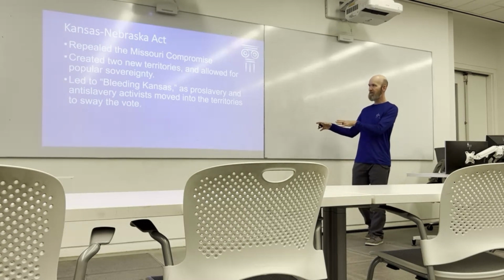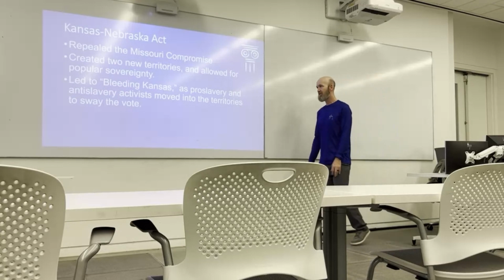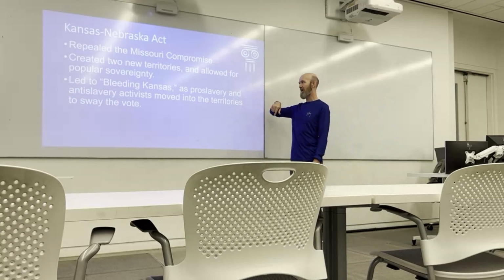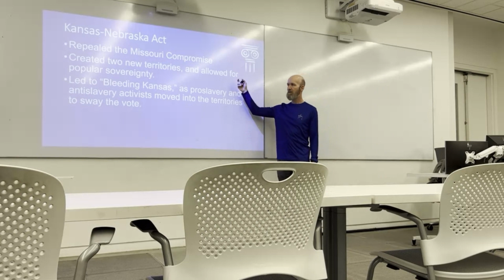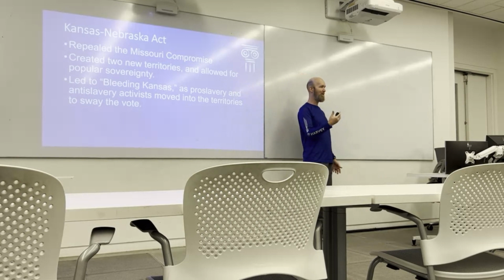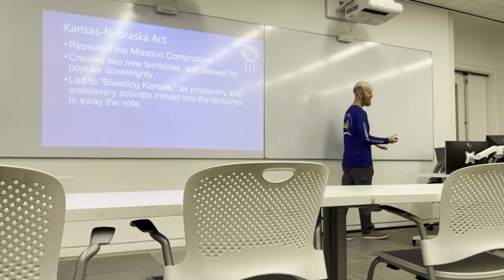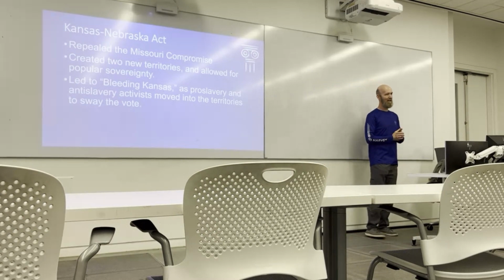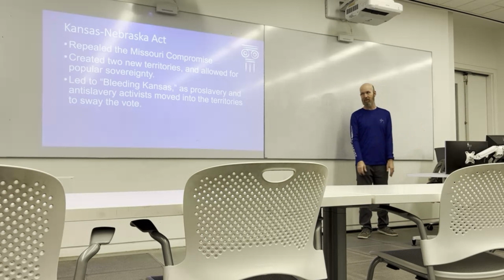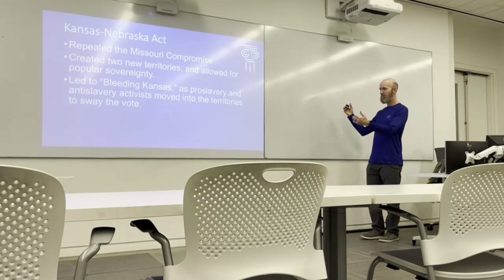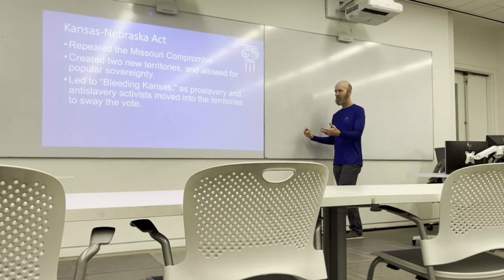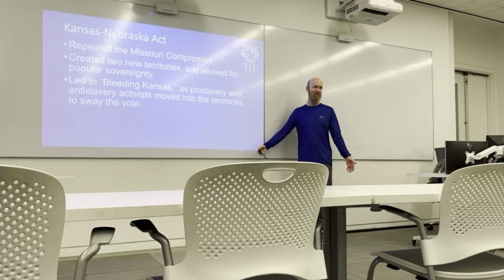But this repealed the Missouri Compromise. It did create two new territories, Kansas and Nebraska, and it allowed those new territories to vote, have popular sovereignty. The people of the territories could vote on whether or not they wanted to have slavery or be a free state. This created a problem. If it's going to be up to a vote, it just depends on who lives in these territories.